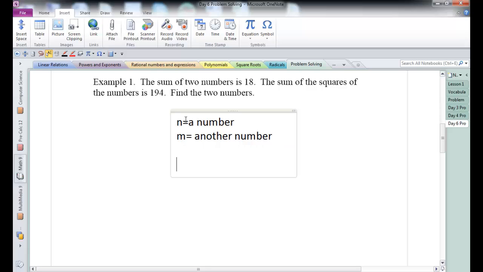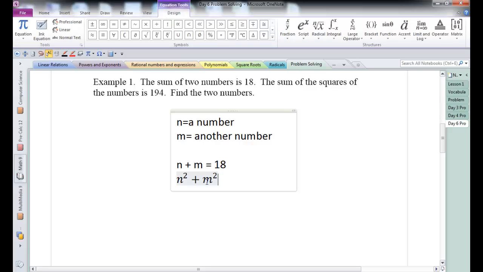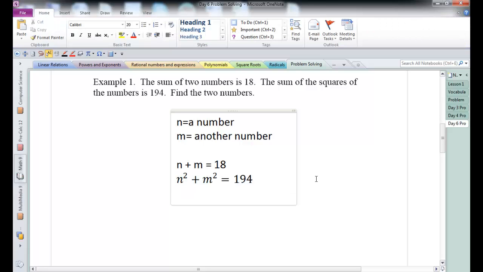The sum of two numbers is 18, so we have n plus m is 18, and then we have the sum of the squares of the numbers is 194. So we would have n squared plus m squared equals 194. Now, like our coin problems, we have to solve the first equation for m or n. Something like this. n equals 18 minus m.